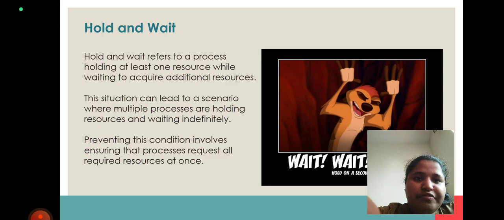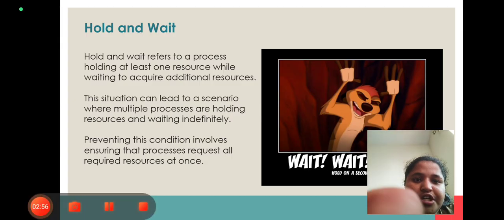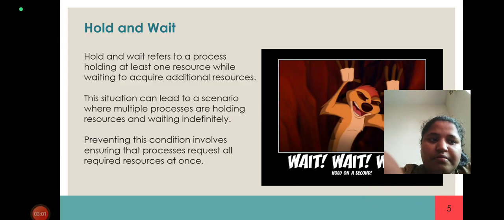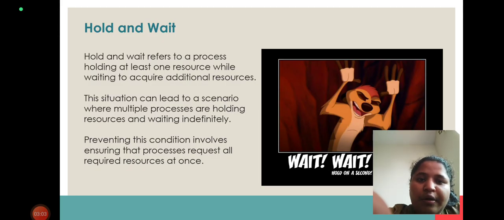Hold and wait refers to processes holding at least one resource while waiting to acquire additional resources. This situation can lead to a scenario where multiple processes are holding resources and waiting indefinitely. Preventing this condition involves ensuring that processes request all required resources at once.